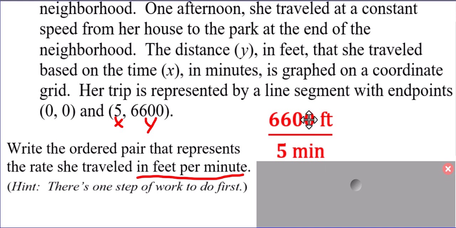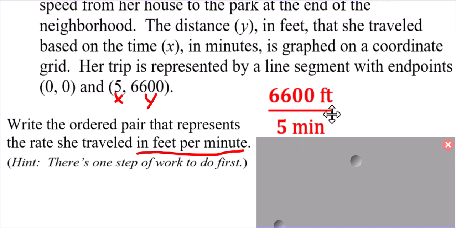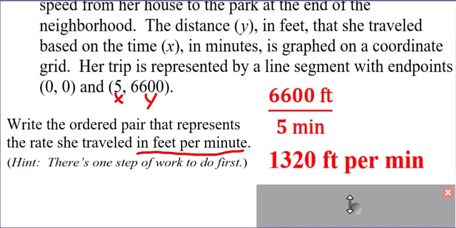Now you're like, Underkoffler, how'd you know the 6,600 was feet? Because I went up here and I saw the distance Y is in feet. Oh, how'd you know the 5 was minutes? Because it says here X, 5 is X, is in minutes. So now I divide. And I get in my calculator 1,320 feet per minute. Boom. There you go. I just solved the problem.